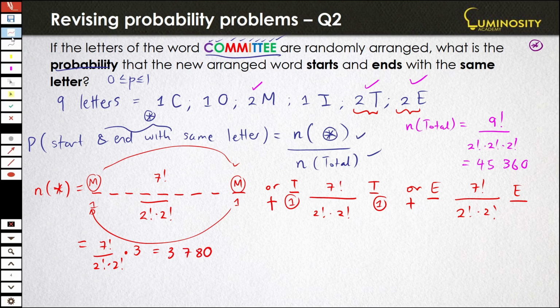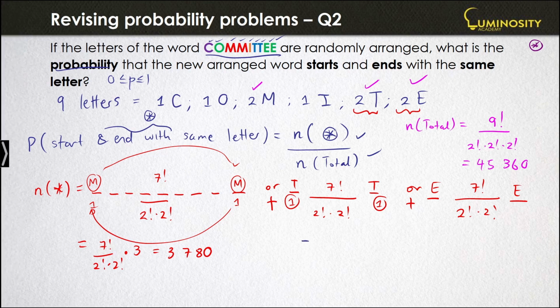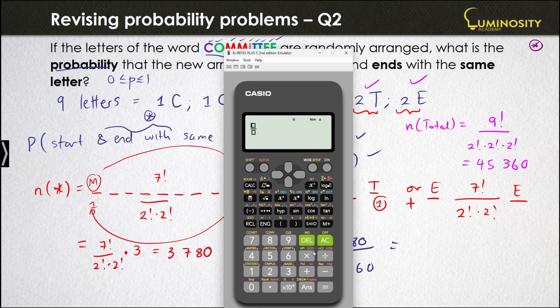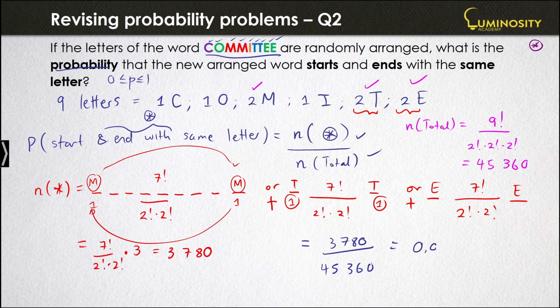Therefore, the probability that it'll start and end with the same letter is equal to 3,780 divided by the total number of ways, 45,360. Let's work out what that value is going to be. 3,780 divided by 45,360 is 1/12, which is roughly 0.08 to 2 decimal places.